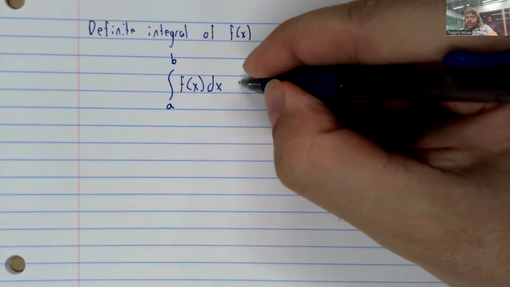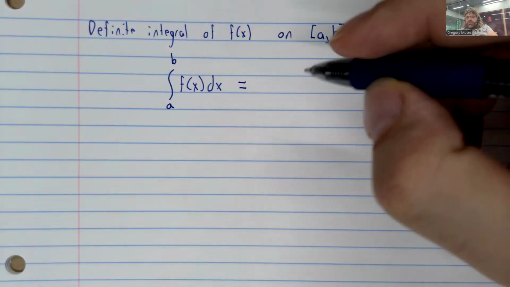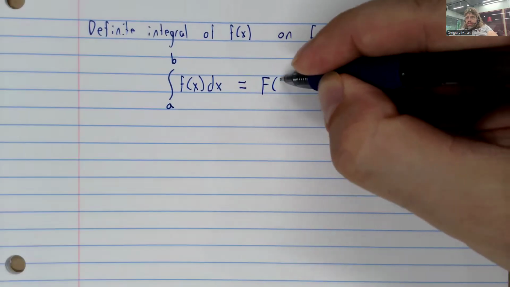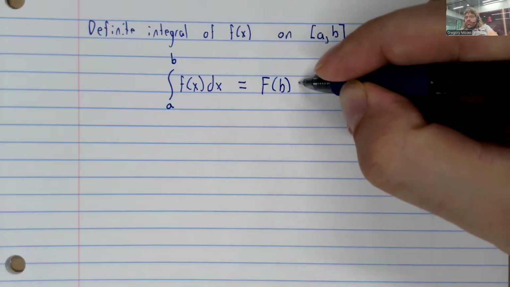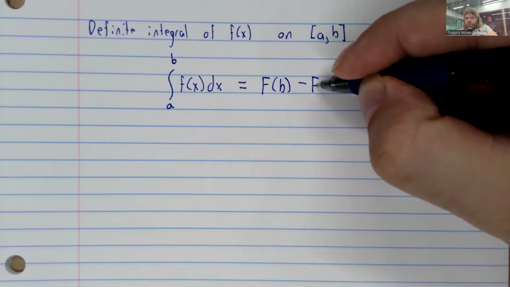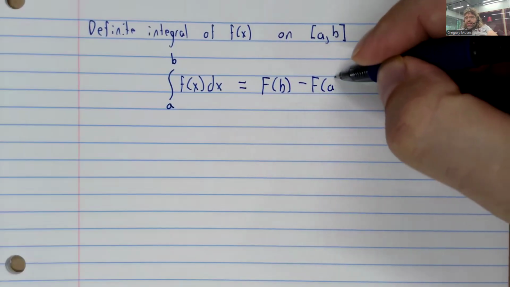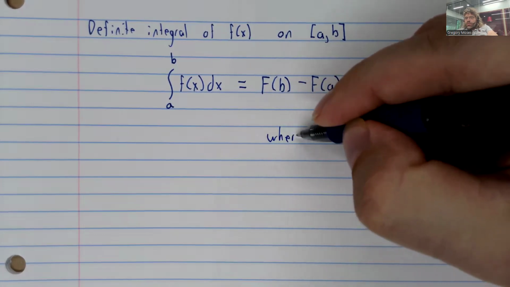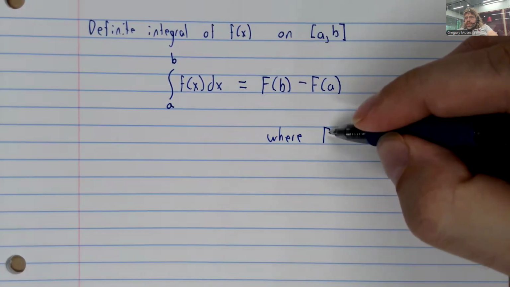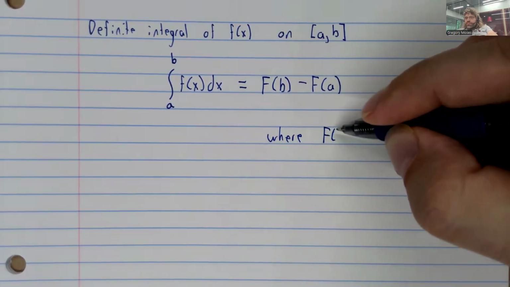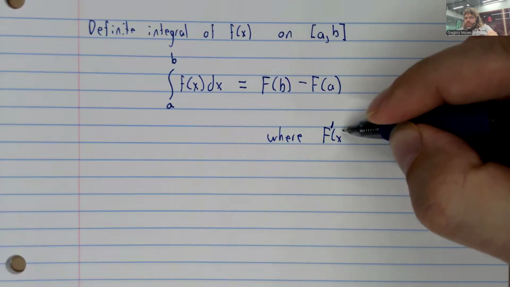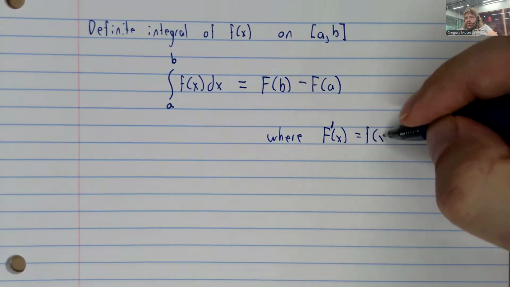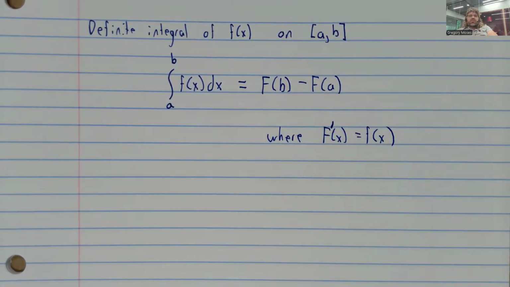The textbook defines the definite integral to be capital F of B minus capital F of A, where capital F is an antiderivative of lower case f.